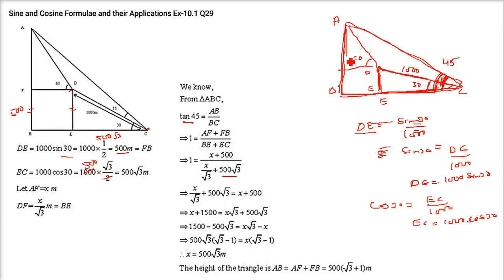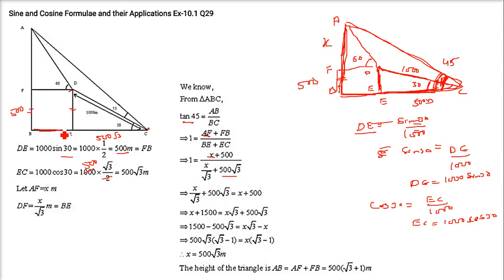And then this AB, if we say this is F, this FB was 500. This we don't know, let us write it as X. So this will be AF plus FB. AF is X, we assume, and FB is 500. So we have X plus 500 by BE plus EC, and EC is 500 root 3.